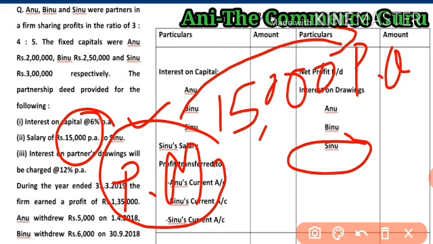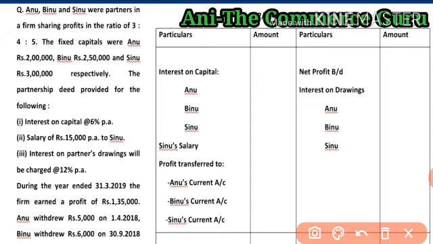So you should at least take a bit of a second to see whether the salary to partner is given per month or per annum. If it is given per month, convert it into per annum by multiplying that salary by 12. Hope it is clear. So here the salary of Sinu is given per annum. So 15,000 is the salary.